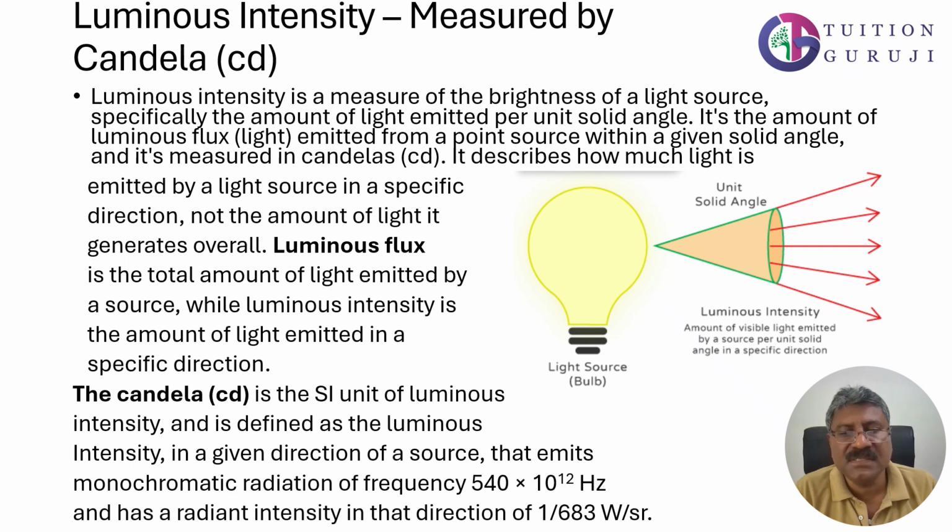So luminous flux is the total amount of light emitted by a source, whereas luminous intensity is the amount of light emitted in a specific direction. Candela is the SI unit of luminous intensity, and it is defined as the luminous intensity in a given direction of a source that emits monochromatic radiation of a frequency 540 × 10^12 hertz and has a radiant intensity in that direction of 1/683 watts per steradian. Monochromatic means having a single frequency.